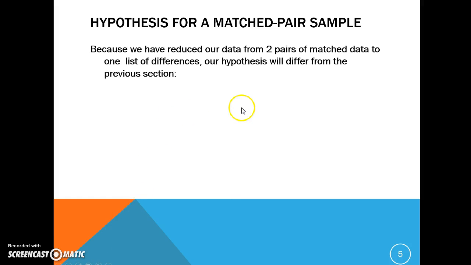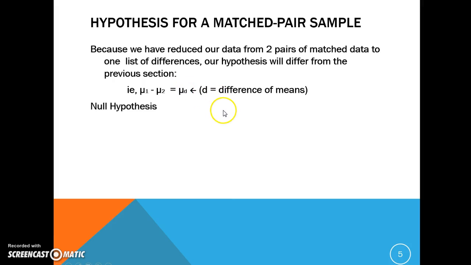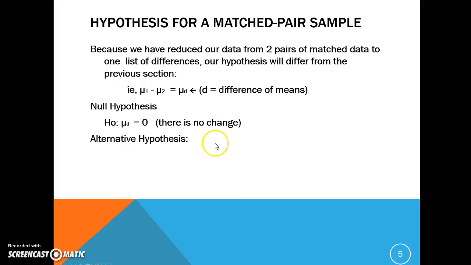All right. Because we have reduced our data from 2 pairs of matched data to 1 list of differences, our hypothesis will differ from the previous section. So here the difference between the means is, we'll just call it mu sub d. The null hypothesis is that mu sub d is 0. In other words, there is no difference, so there's no change.